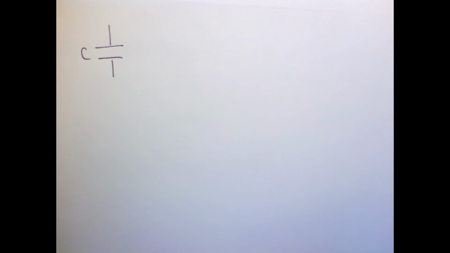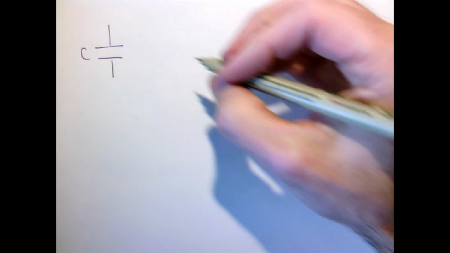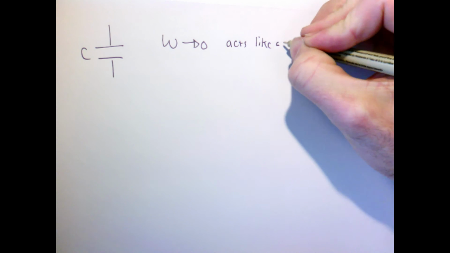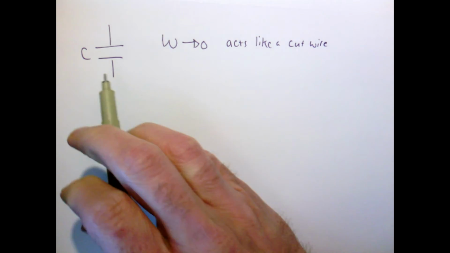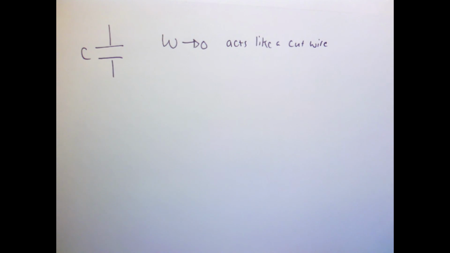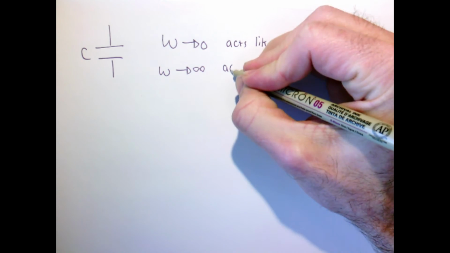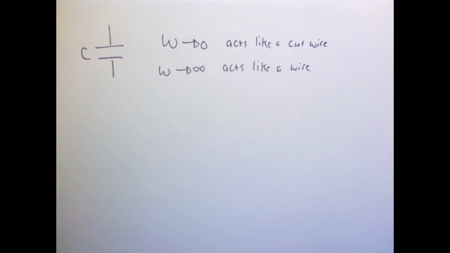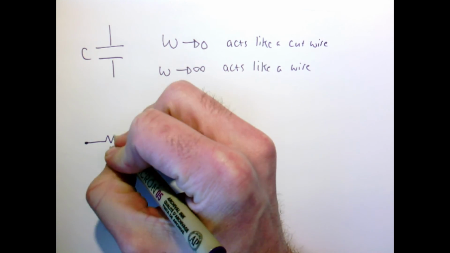So if we have our friend the capacitor, there's a simple way to think about the low frequency and the high frequency limit. When the frequency goes to 0, the capacitor acts like a cut wire. So the symbol is accurate at low frequency. It's as though I've gone in and snipped a wire in half, so no current can flow through there. In the high frequency limit, it acts like a wire, so current is free to pass, and there's no voltage drop across it. So let's see how this thinking can be applied to our two circuits.